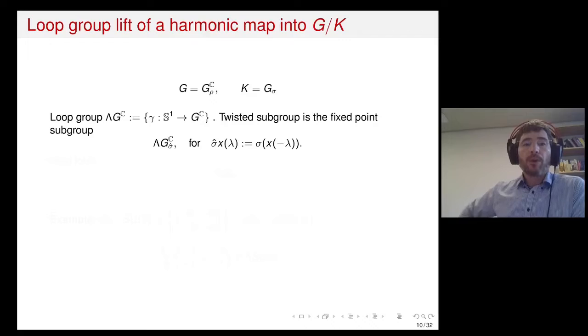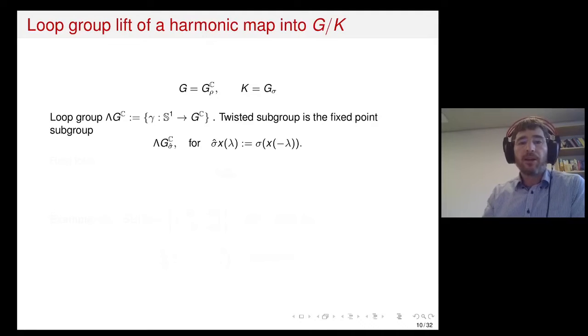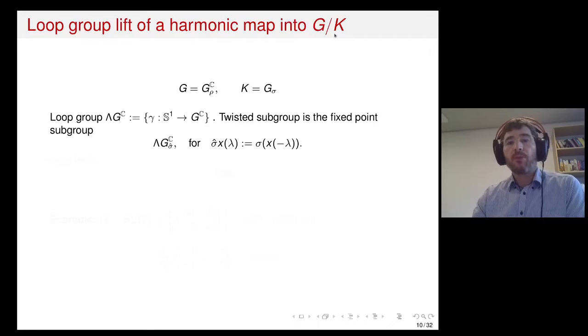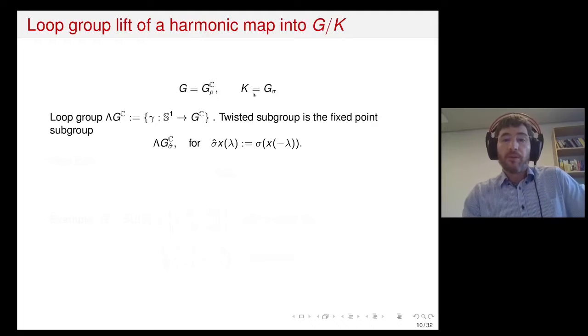So the loop group method for constructing solutions goes like this. First of all, you have a symmetric space represented by a Lie group G and K, a fixed point subgroup with respect to some involution sigma. So G would be a semisimple Lie group. Just think of the example for this talk, that G is SU2 and the complexification G^C is SL2C.